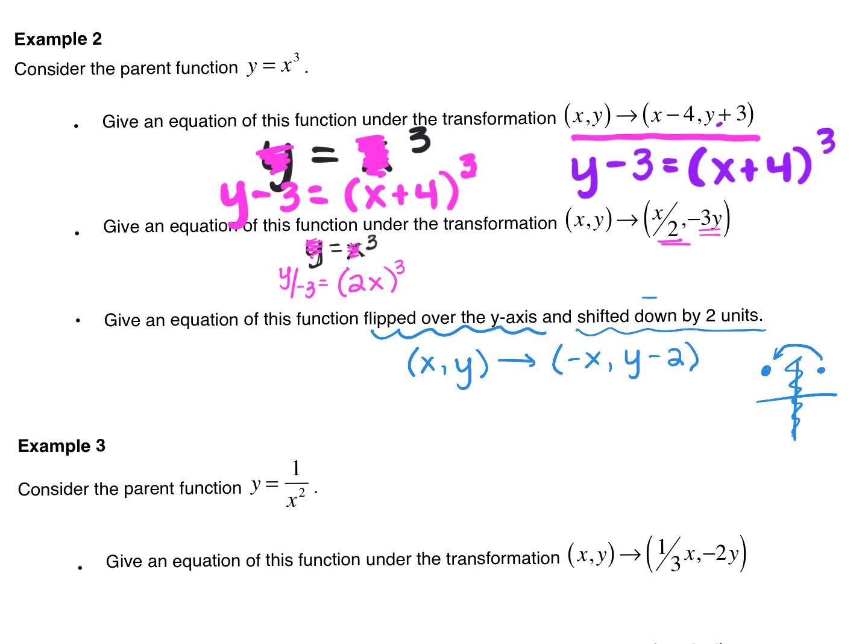So that's my rule. Now what I want to do is put that into my equation. So once again, I'm starting with y equals x cubed. And I'm doing the opposite of what I just wrote in my rule. It's helpful to have the rule in front of you because that kind of controls everything. But when you put it in the equation, it's going to be opposite of that.